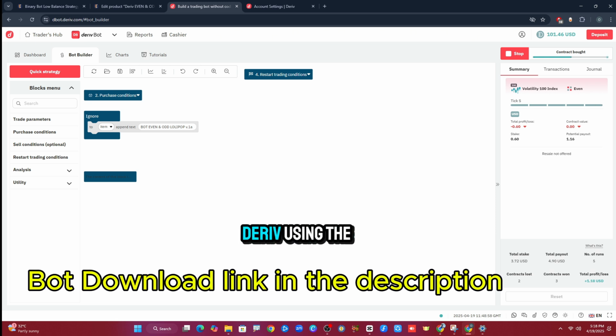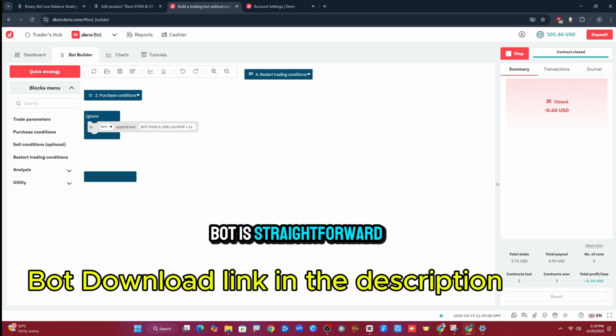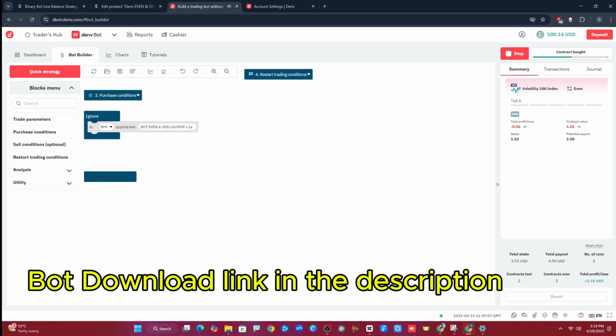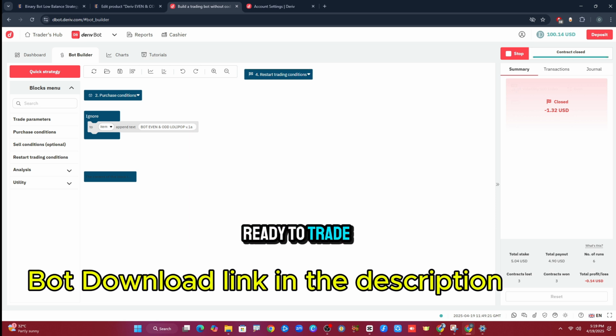Practical use on Deriv. Using the bot is straightforward. Log into the Deriv bot platform. Upload the .xml file of the bot. Ensure the correct market and contract types are selected. Set your starting stake. Run the bot and monitor performance. No coding knowledge is required. It's plug and play, just import the file, and you're ready to trade.